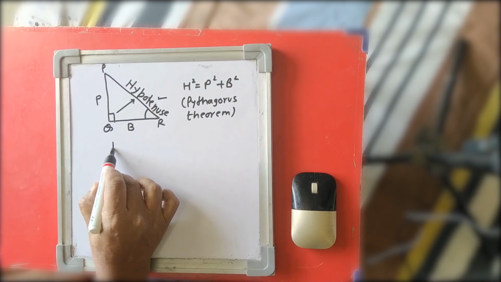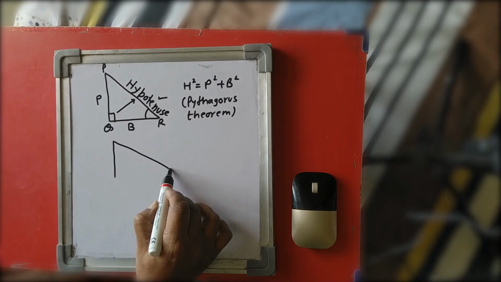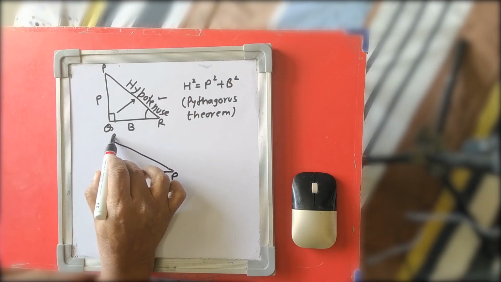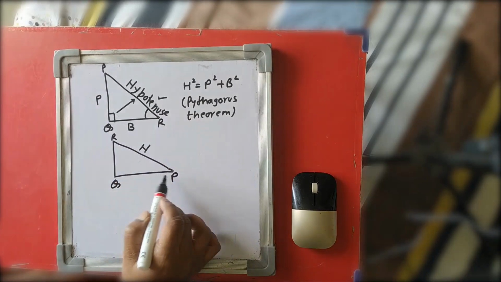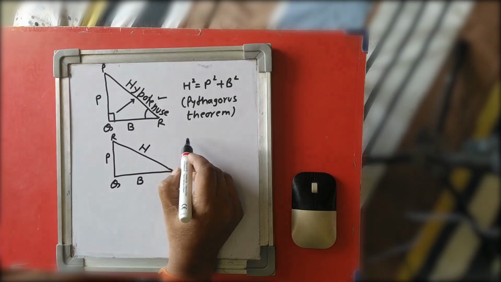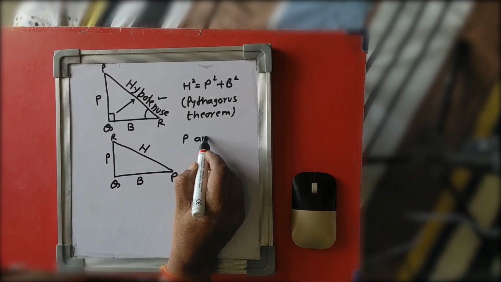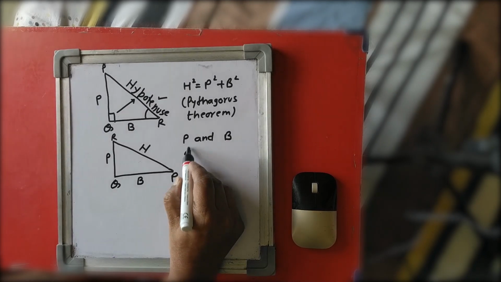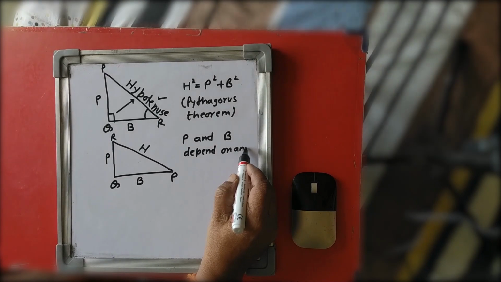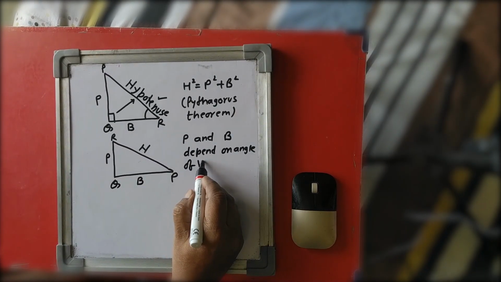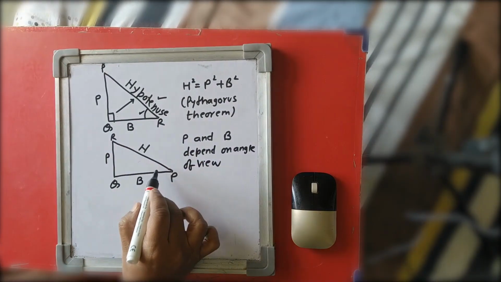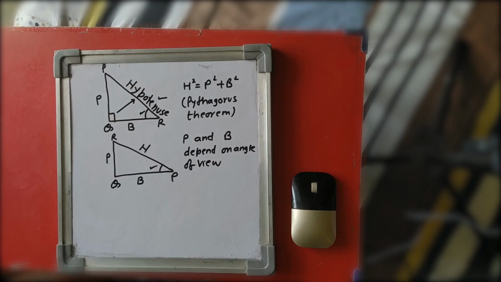So suppose this same triangle is now slightly rotated and it gives us PQR like this. Then although hypotenuse remains same, we can clearly see RQ is now the perpendicular and PQ is the base. So what we say is that perpendicular and base depend on angle of view. In this case we are viewing from angle R, whereas in this case we are viewing from angle P.